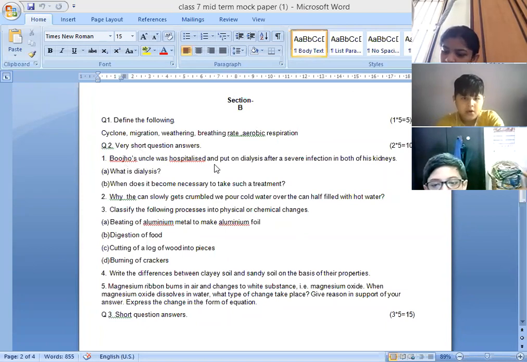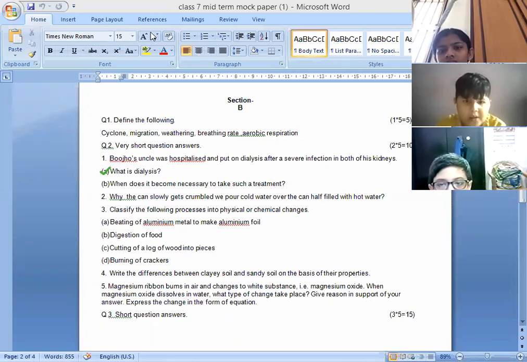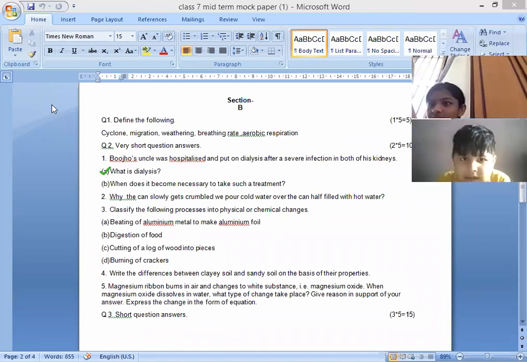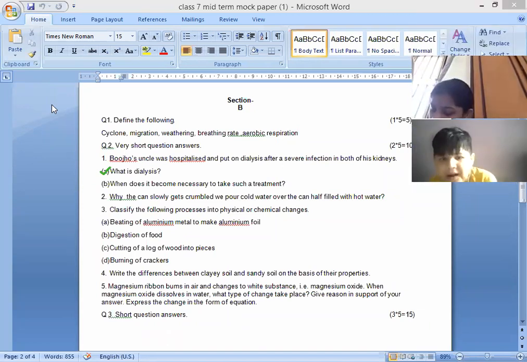Bujo's uncle was hospitalized and put on dialysis after a severe infection in both of the kidneys. So what can be the answer for it? Your question is, what is dialysis? Can I have the answer from Vedika? Vedika, what is dialysis?